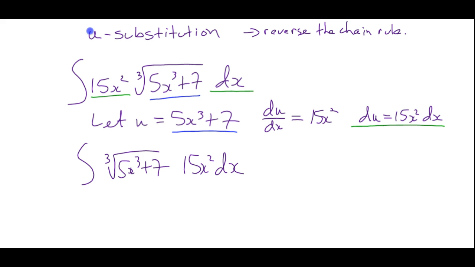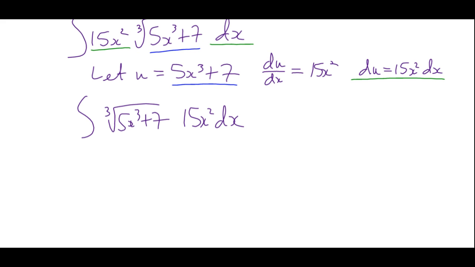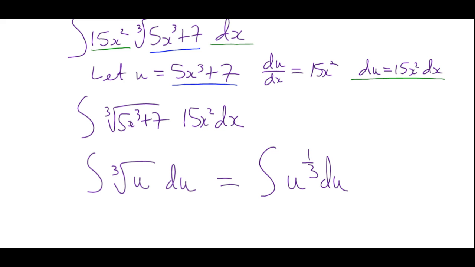Now it's kind of obvious. You can put a u underneath the root sign, and you can put a du here. And then we will only be in terms of u and du. So it's the cube root of u du. And that's easy to do, right? What's that equal to? That's u to the 1/3 du.